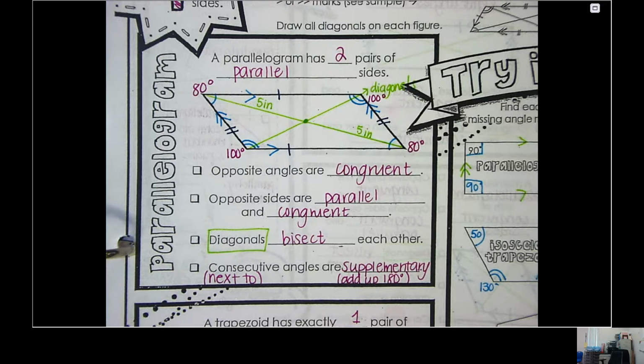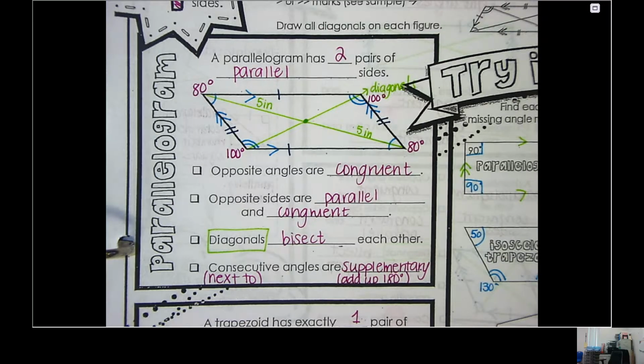If I have two angles that are next to each other, what happens with them? I add them together, and what should they always equal? 180. Very nice. So consecutive angles are supplementary, and they add up to 180.